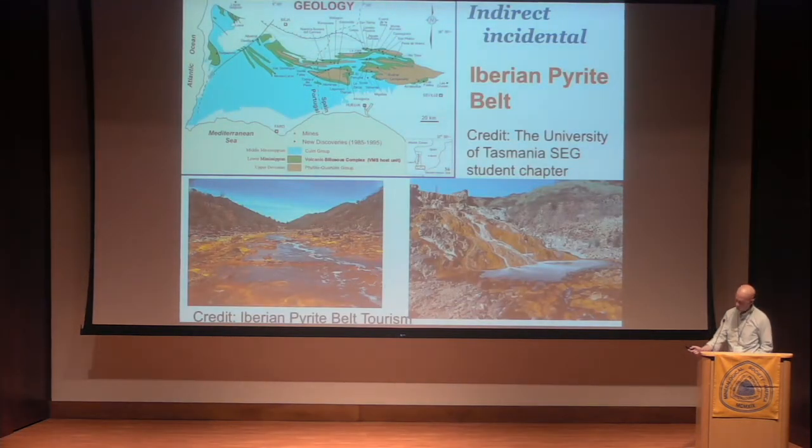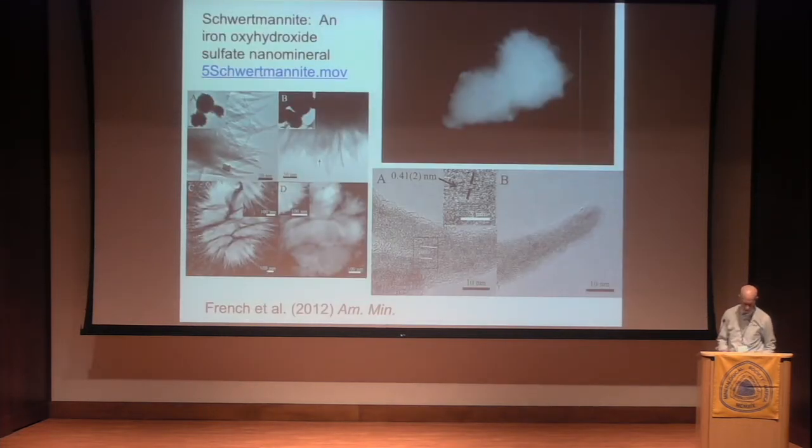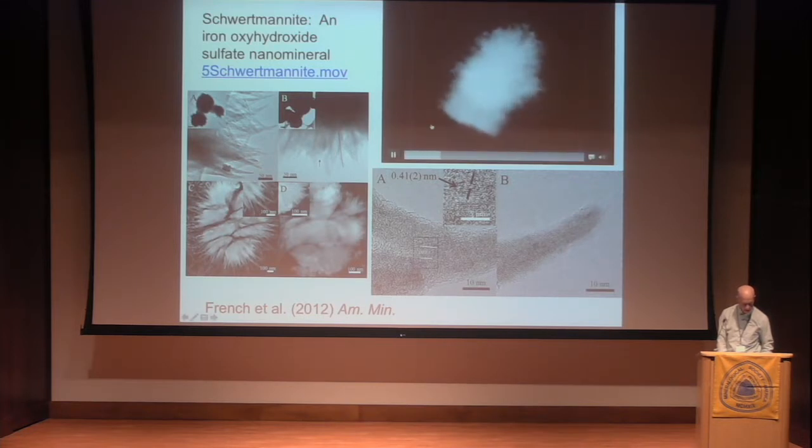You can go to Spain. This is the Iberian Peninsula. Here's what the streams look like from acid mine drainage. And again, you're seeing these nanomaterials. And let's see if I can play this movie. This is schwertmannite. Gordon showed how arsenic goes on the surface of iron oxides.